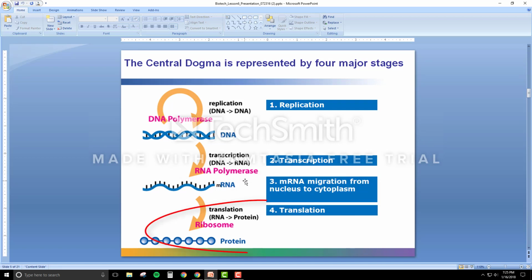And then the final step, the messenger RNA carries the coded information to the ribosome. The ribosomes read the information and use it for protein synthesis. And when we're reading it, we're reading this code and essentially translating it into amino acids and the order that the amino acids go in. So that's why it's called translation.